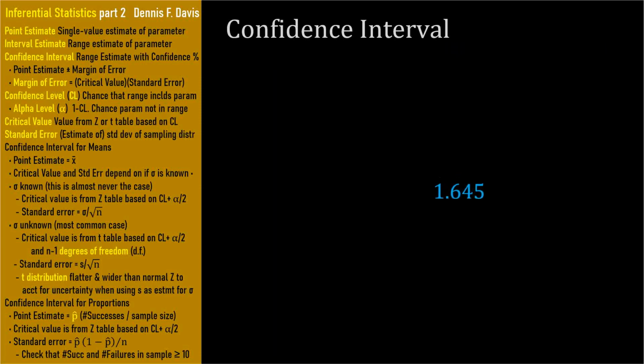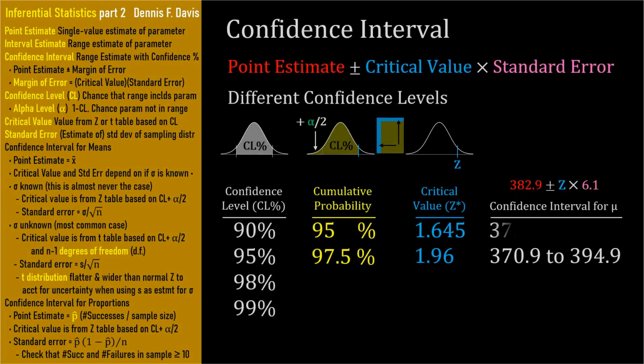Plug in all three numbers and we get 372.9 to 392.9 minutes. We lowered the confidence level from 95% to 90%, and the confidence interval got narrower. This makes sense. With a narrower confidence interval, we're less confident that it includes the true population parameter mu.